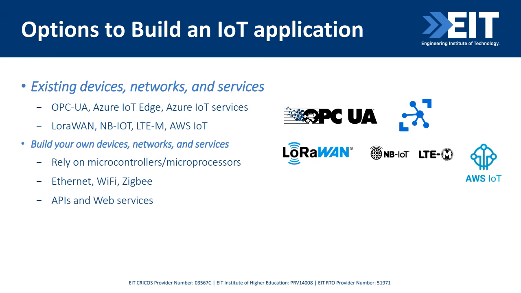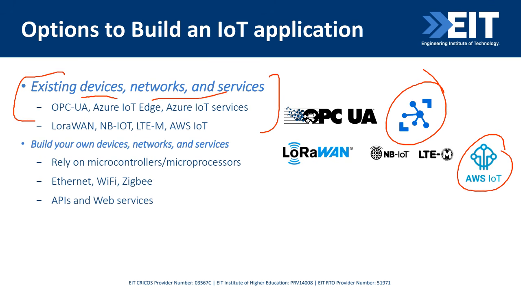One option is to use existing devices, networks, and services. You can start searching for devices that are IoT ready, so they can connect to a network. You can rely on services from companies like Amazon and Microsoft. For example, this is from Amazon, this is from Microsoft, Azure, or AWS, so Amazon Web Services.